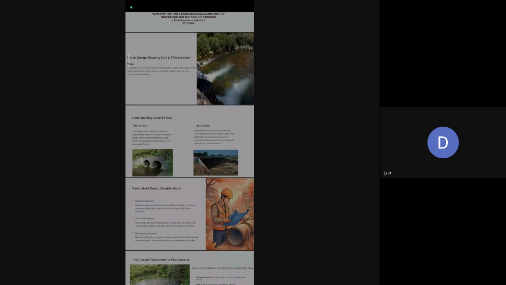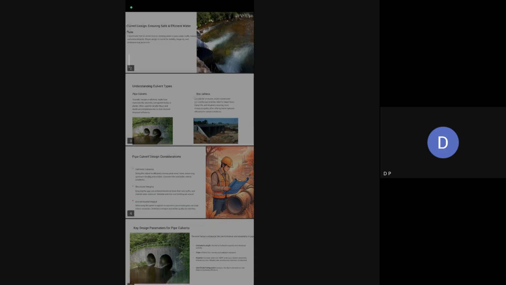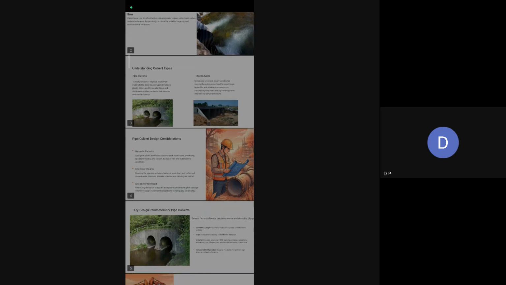Culvert design, ensuring safe and efficient water flow. Culverts are vital for infrastructure, allowing water to pass under roads, railways, and embankments. Proper design is crucial for stability, longevity, and environmental protection. Next, understanding culvert types. There are two types: pipe culverts and box culverts.